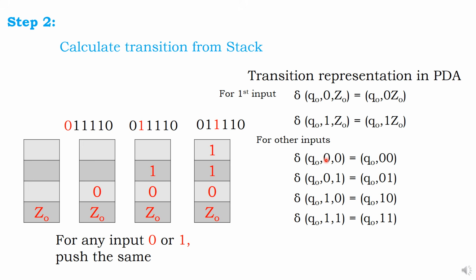If 0 is coming, if the top value is 0, push 0 over 0. If 0 is coming, if the top value is 1, push 0 above 1. Okay, these are all 4 combinations. Input is 0, top value 0 or 1. Input is 1, top value is 0 or 1. This is for all other inputs.